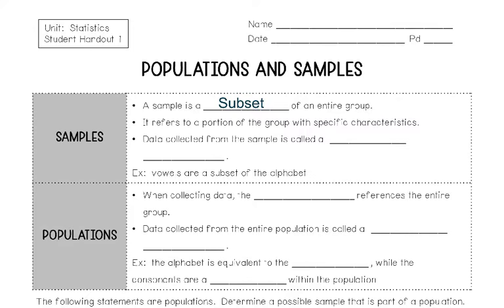A sample is a subset of an entire group. A subset means that it's part of it. For example, vowels are a subset of the alphabet. 7th graders are a subset of the school. In all of those examples, the portion of that group of the population has specific characteristics in common. When you collect data from that sample, that's called your sample statistic.